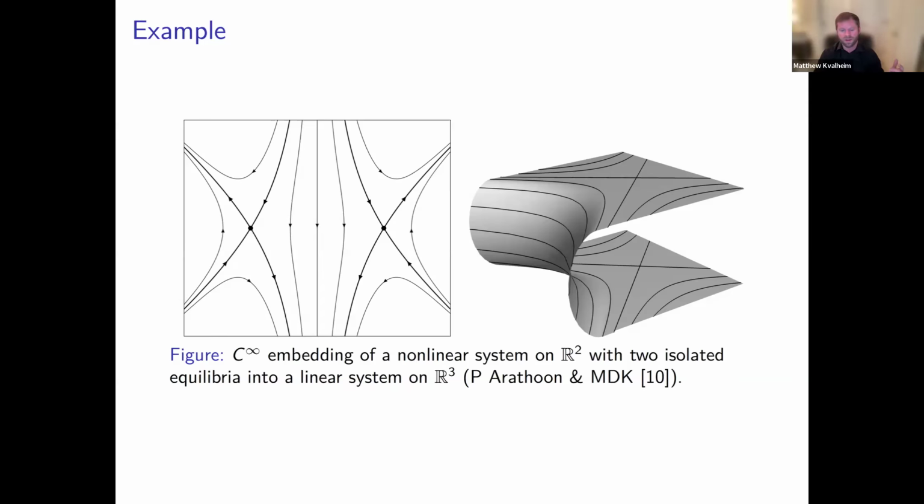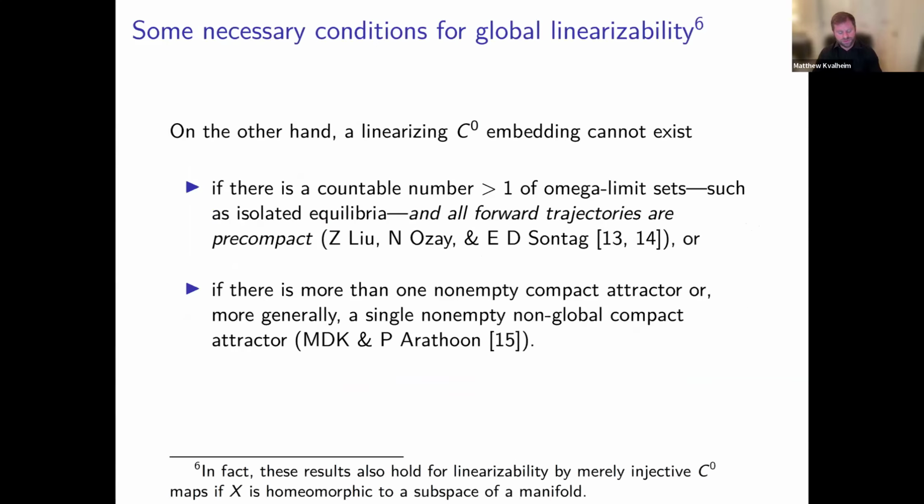It is Hamiltonian, and it has two isolated equilibria here and here, and you can actually fold it over into R3 and stick it inside a linear dynamical system, just x dot equals Ax on R3, where there's a line of equilibria, the z-axis, going through these two equilibria here. So those were some sufficient conditions for global linearizability and an illustration of some funny things that can happen.